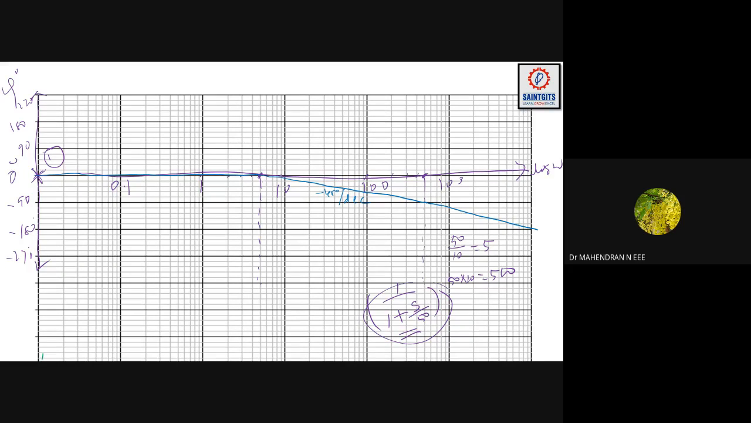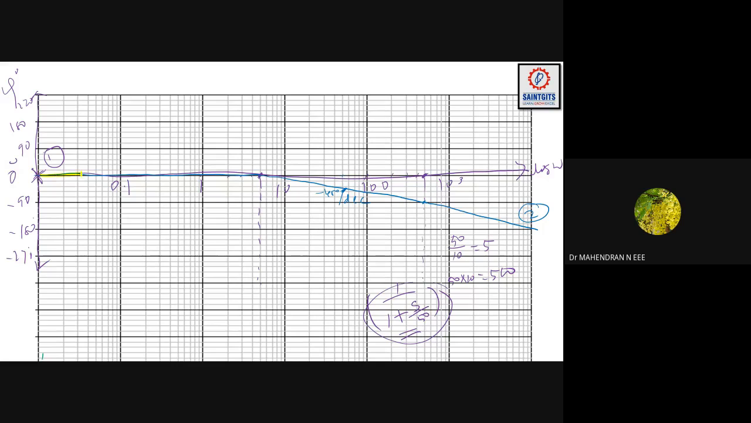Next, the corner frequency is at 20, 30, 40, 50. We're measuring this angle, and it will be approximately 45 degrees. So from here to here, it is 45 degrees. So automatically what will happen? The slope in degrees is nothing but minus 45 degrees per decade. If you're combining the two plots, 1 and 2, we will get the phase plot like this.